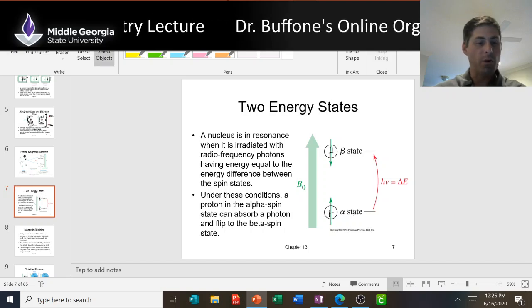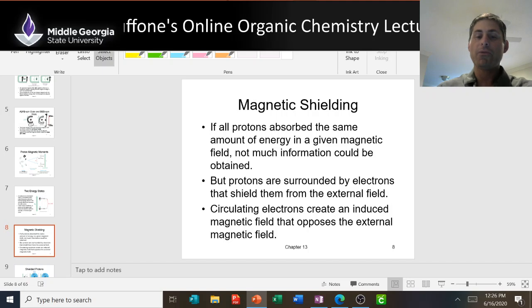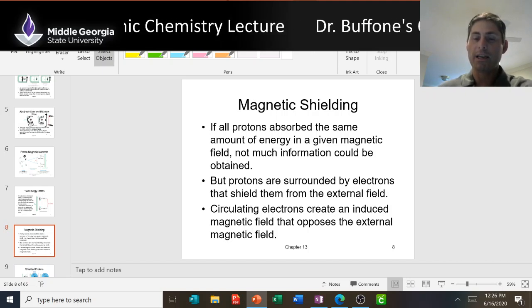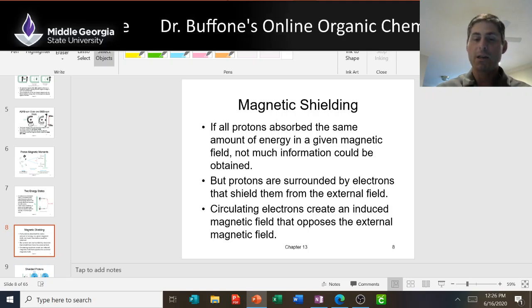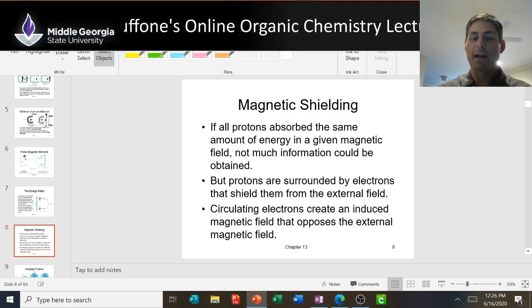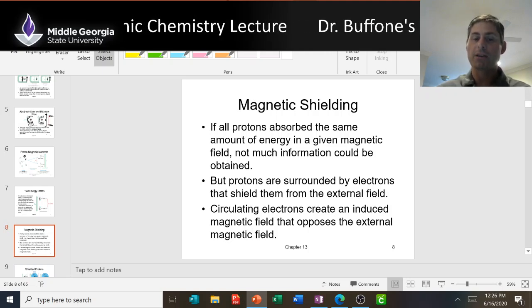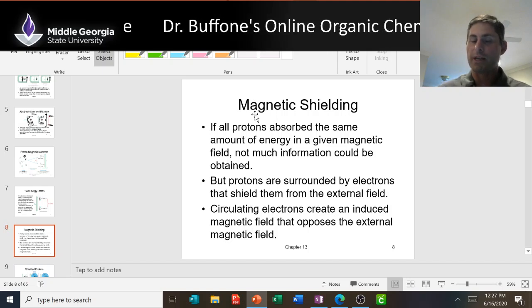So we're going to go on to something called magnetic shielding. If all protons absorb the same amount of energy in a given magnetic field, not much information could be obtained. But protons are surrounded by electrons that shield those protons from the external magnetic field. So there's this thing that we're going to talk about called shielding.